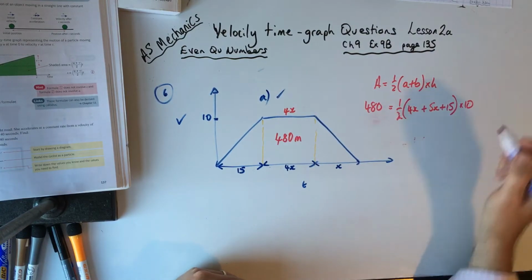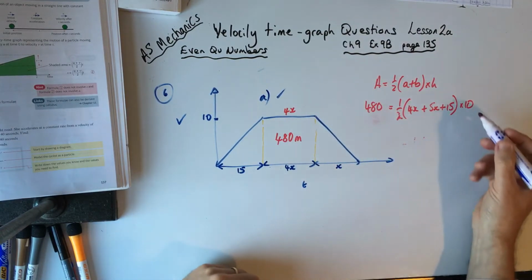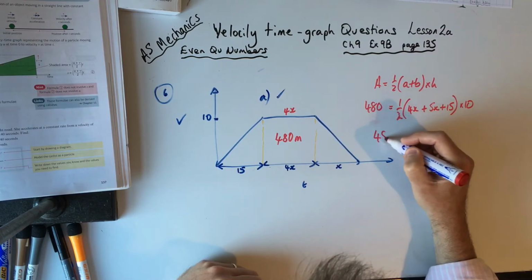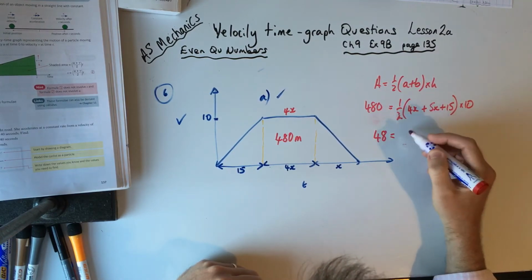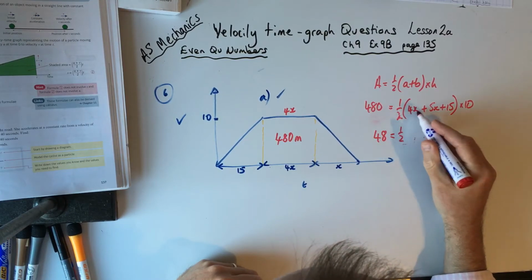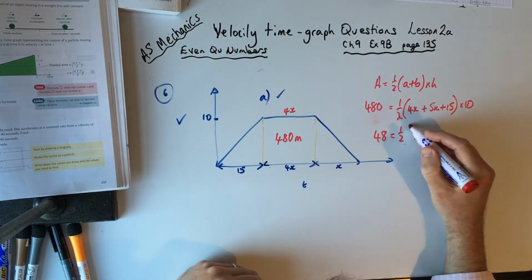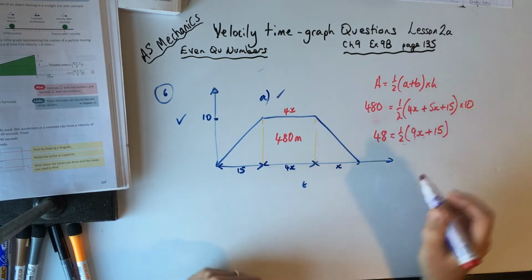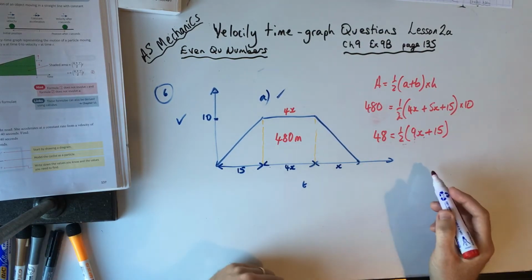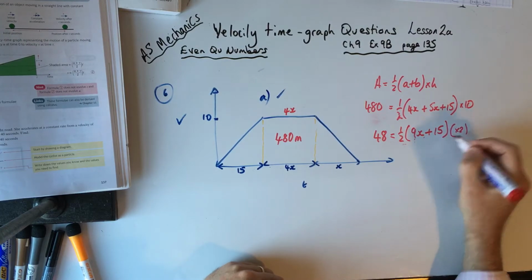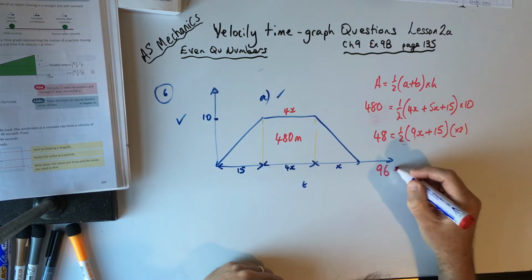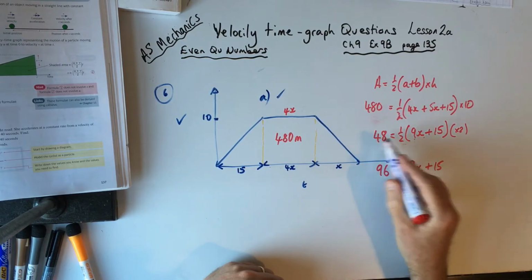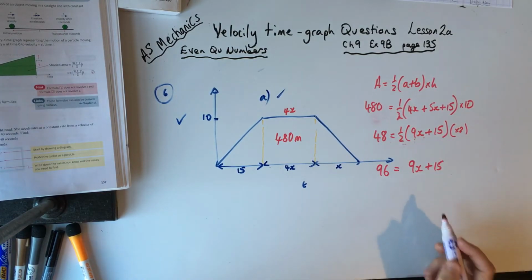That's nice, isn't it? First thing I'm going to do is divide both sides by 10, so I've got 48, and all of this is going to be 4x plus 5x, 9x plus 15. Now I wasn't really expecting that. Half of that would be very awkward, so I'm going to double both sides, so I'll get 96 is equal to 9x plus 15. I've just doubled both sides to get rid of that half.